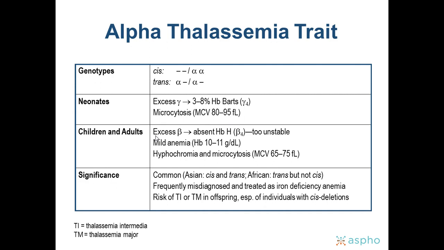In older children and adults, there is excess beta, but you don't detect by clinical assays any hemoglobin H. So Barts is present in newborn screen oftentimes, but not always, but you won't detect hemoglobin H in typical alpha thal trait.